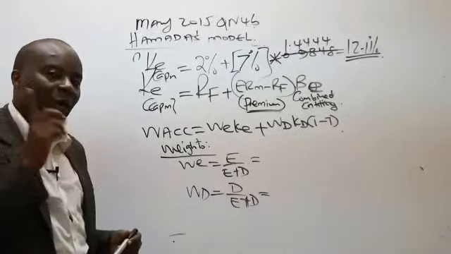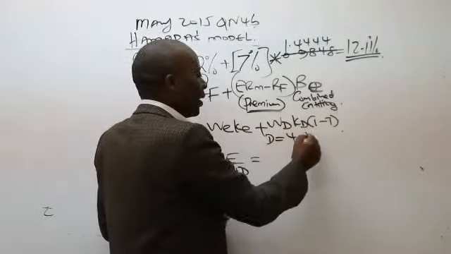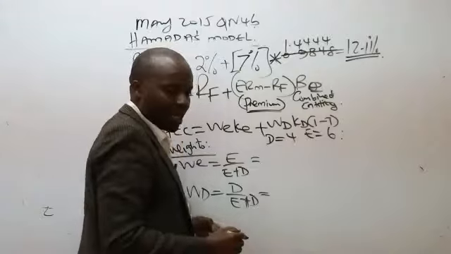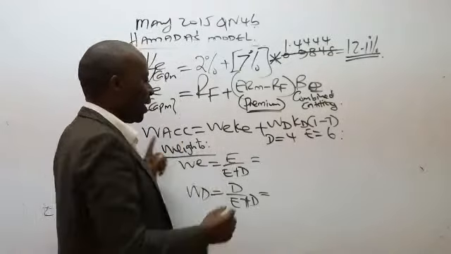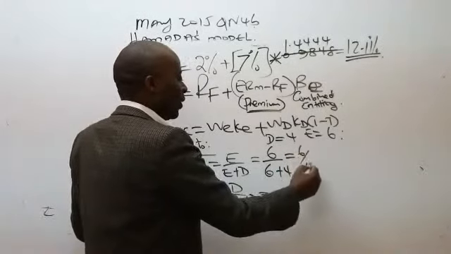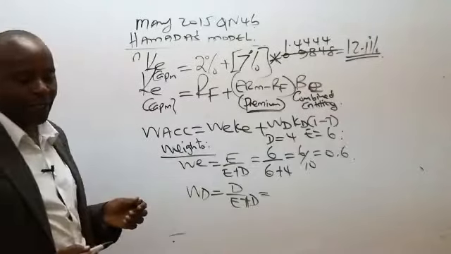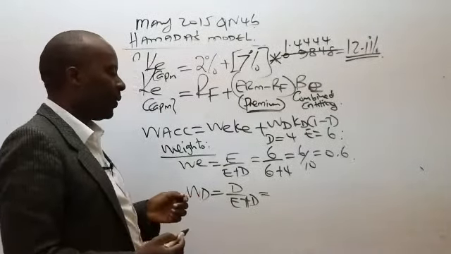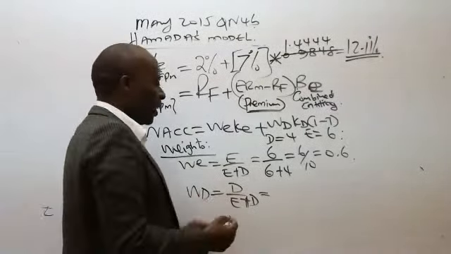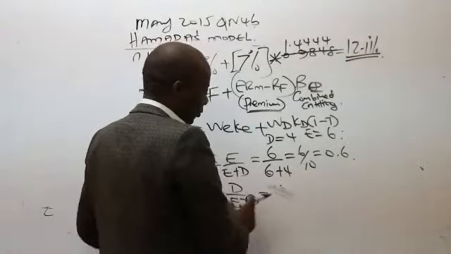Remember, debt is the one that is 4. Equity is the one that is 6. So then the weight of equity will be 6 over 6 plus 4, which will be 6/10, which will be 0.6 like that. After that, ladies and gentlemen, debt, we can see debt is 4. Or rather, I don't even have to go this way.